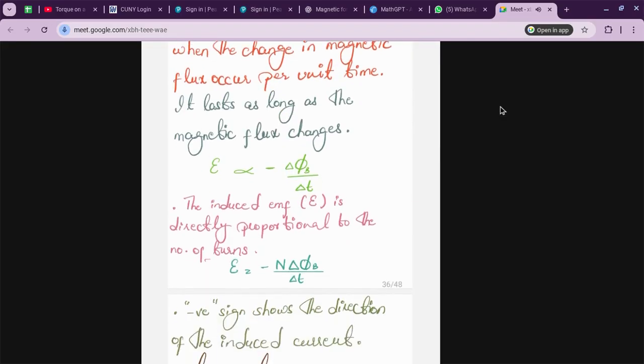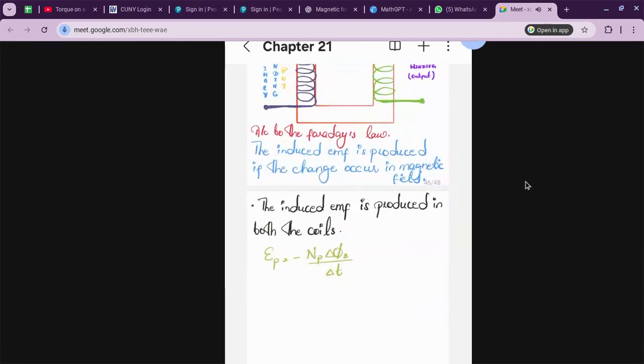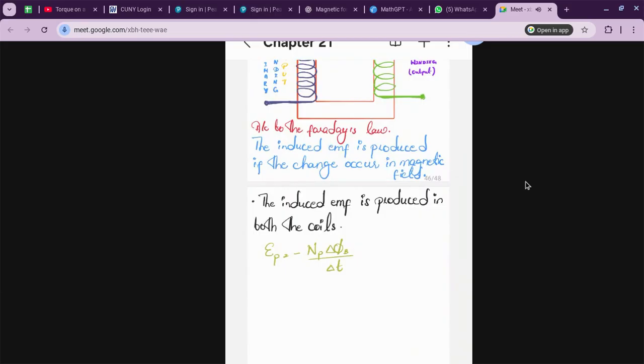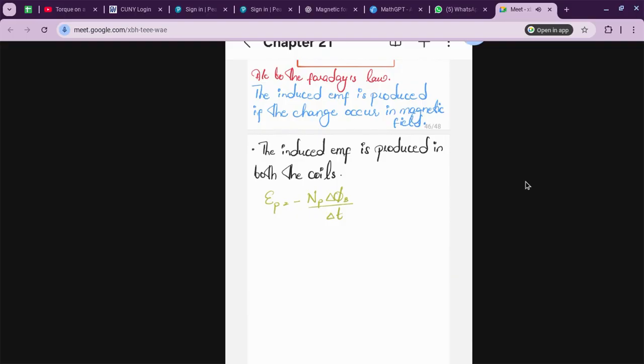Now, what is EP? EP is the induced EMF in the primary coil. What is NP? NP is the number of turns in the primary coil. And this is the change in magnetic flux per unit time. Now, let's talk about the other one.